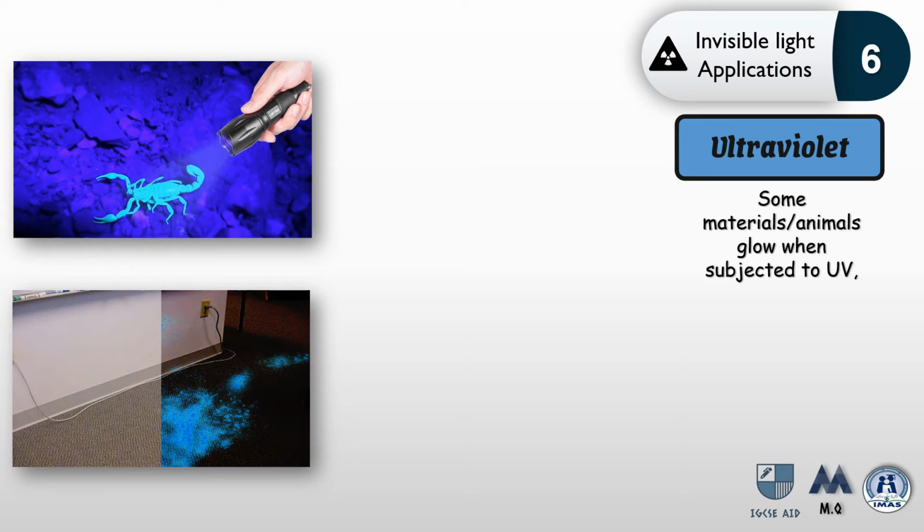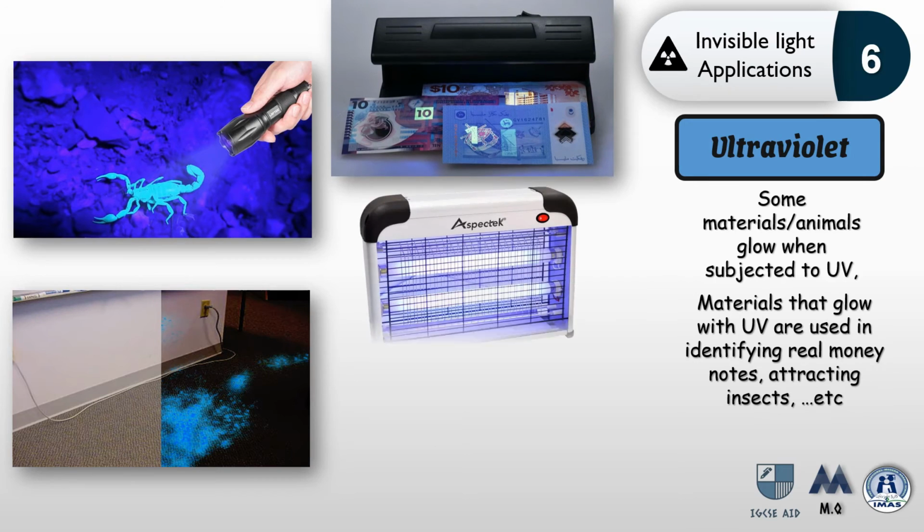Materials that glow with UV are used in identifying real money notes, as you can see in the top picture, and UV lamps are also used to attract insects, as insects have the ability to view UV and they assume this is proteins, a source of food. They are attracted towards it until they reach the trap and they get electrocuted.